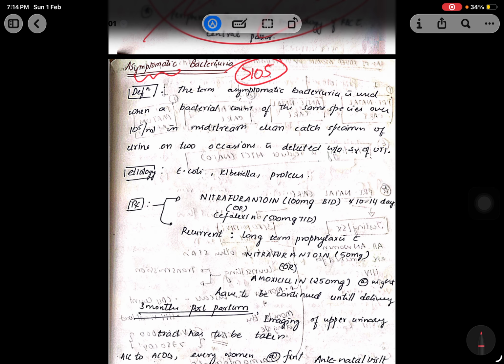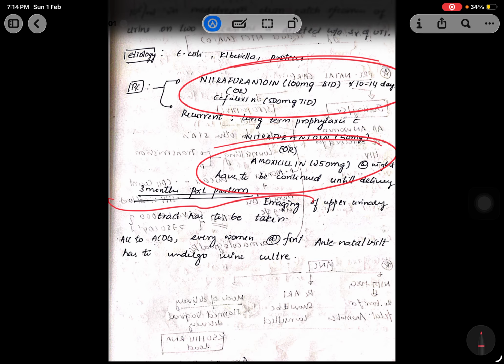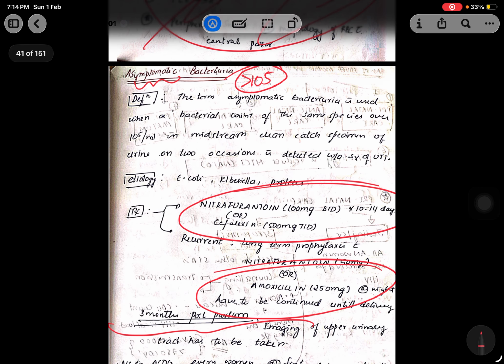But since it might cause preterm labor and other related complications, even in asymptomatic bacteriuria you treat the patient with nitrofurantoin and also cephalexin for 10 to 14 days. Again, if it's recurrent, then you need to consider other antibiotics also until 3 months postpartum. Okay, nothing else. If you study, you can understand, but I have discussed the concept.